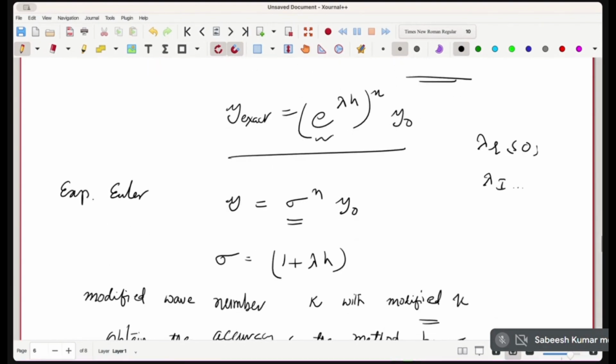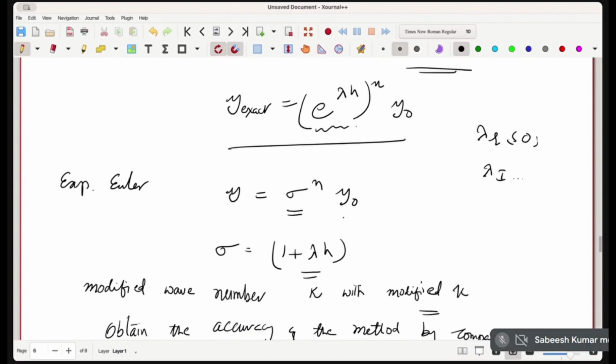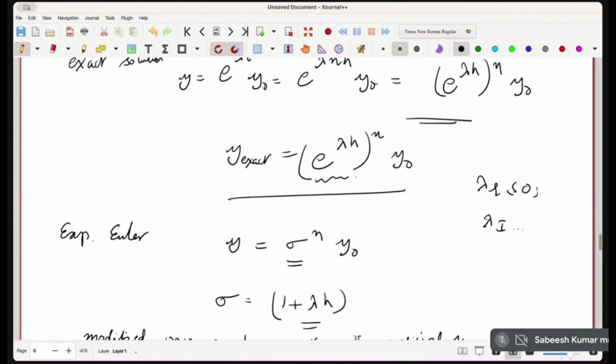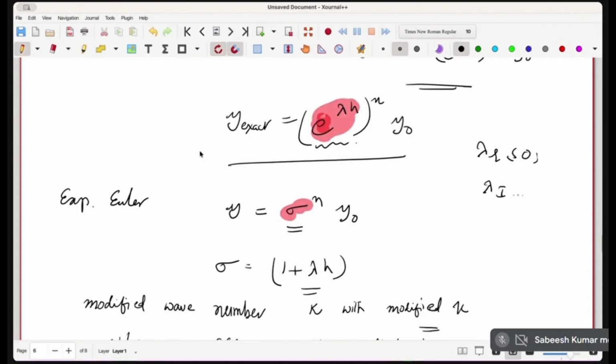So what does e power lambda h look like, and what is 1 plus lambda h? If I compare, that means I want to compare sigma, which is coming from the numerical method, with e to the power lambda h. Okay, so that is what I have here. This is also e to the power lambda h, and this is sigma to the power n. So I want to compare this sigma with this e power lambda h, because one is coming from the exact solution, the other one is coming from the numerical solution. We are doing this to allow us to compare the accuracy.